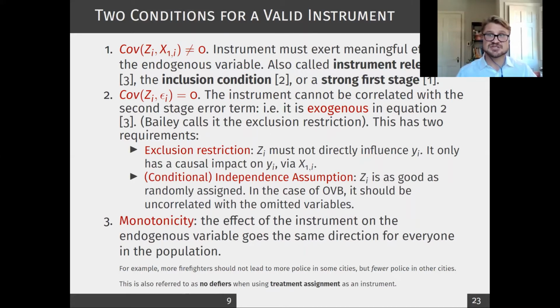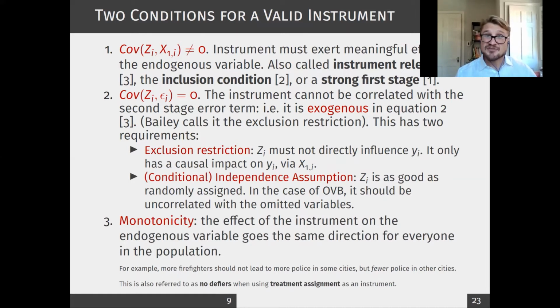There's the third condition, which is called monotonicity. And we'll get at it a little bit in more detail when we talk about the application of instruments with randomized control trials. But the idea here basically is that the effect of the instrument on the endogenous variable always goes in the same direction for everyone in the population. So in the example we used, where number of firefighters is an instrument for policemen, there's some kind of positive relationship between number of firefighters and policemen.